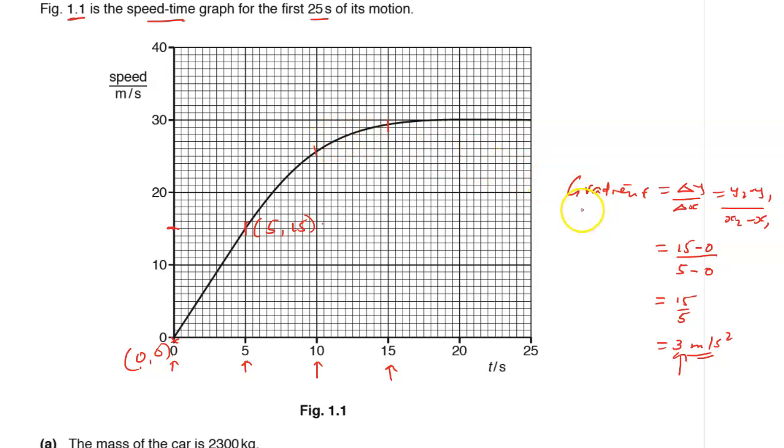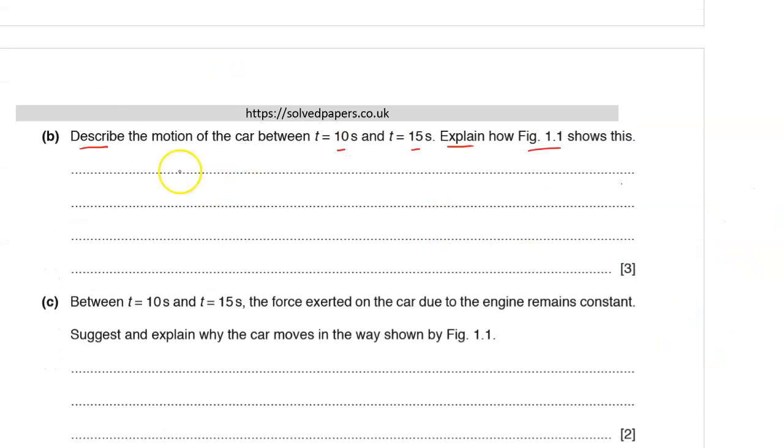Remember, gradient is equivalent to acceleration. So when the gradient decreases, it means that the car is decelerating. Decelerating is decreasing the velocity, right? How does the graph show this?